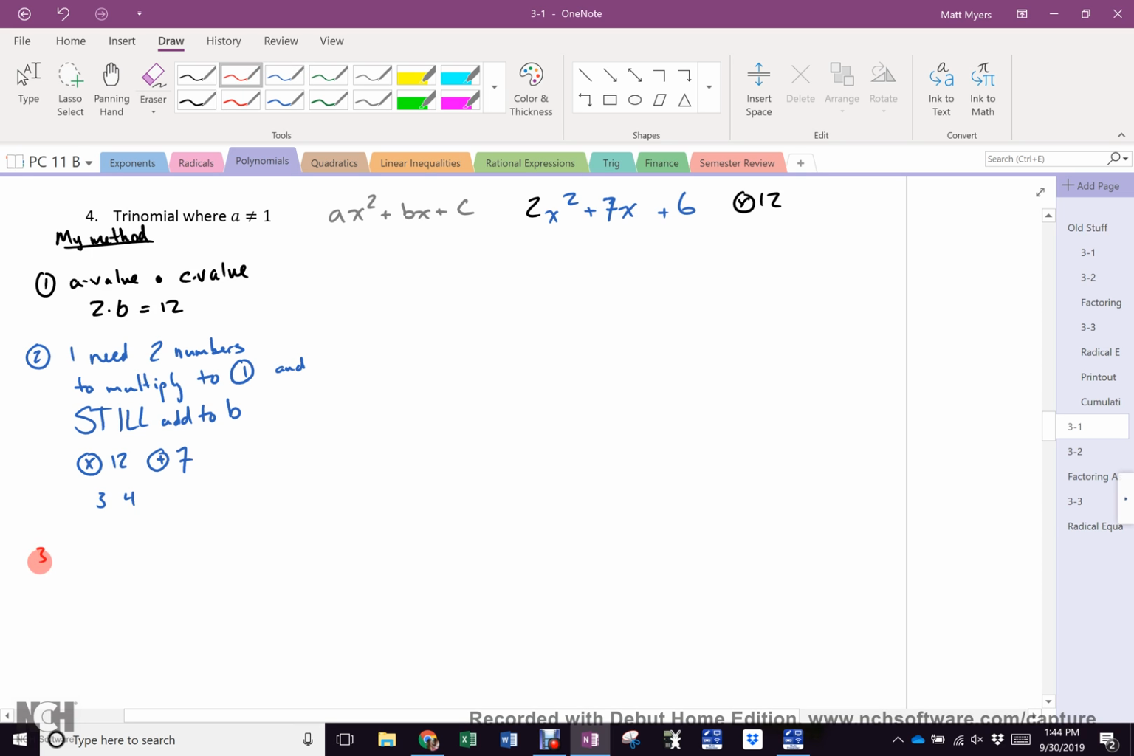Now I rewrite. I know I need an x. I know I need an x. Because I need x squared here, don't I? I know I need a 3. I know I need a 4, right? But the only reason I know it's 3 and 4 is because I multiplied by 2, correct? So in the third step, I must do my number 2 answers over A. What was A in this case? 2.